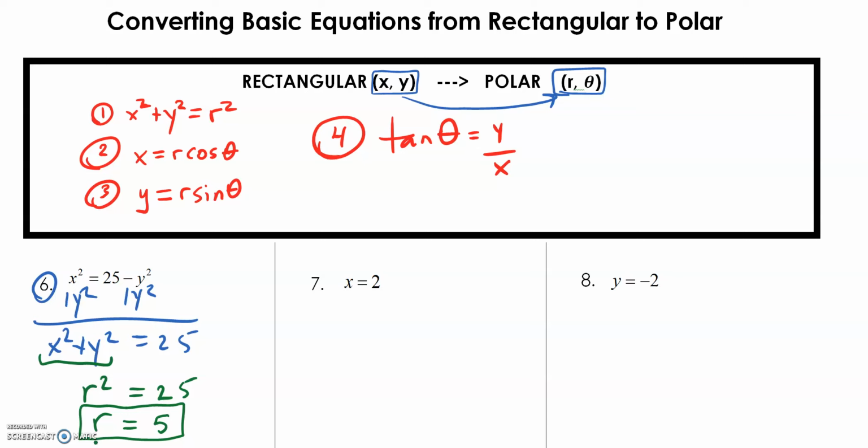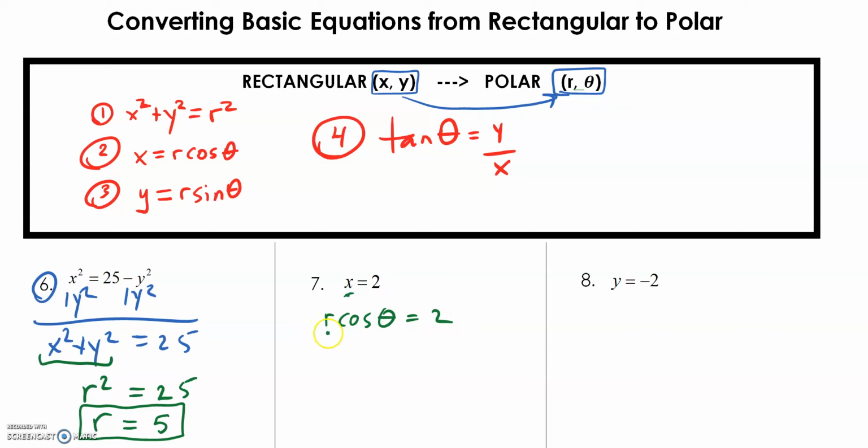Number 7, what does this become close to? I think it's close to number 2. We have x. Well, we know what x is equal to. We know x is equal to r cosine of theta. So we can write this as r cosine of theta is equal to 2. So direct substitution. This is officially done.